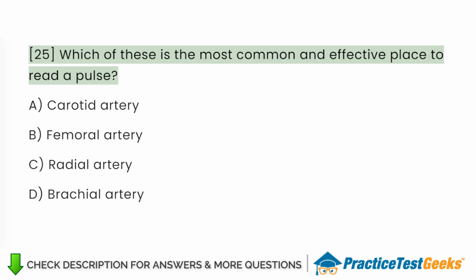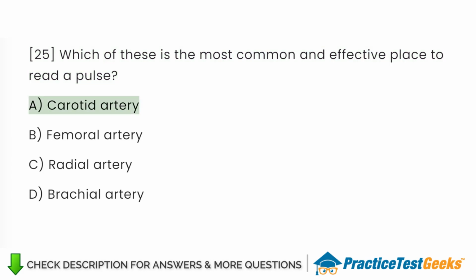Which of these is the most common and effective place to read a pulse? A. Carotid artery. B. Femoral artery. C. Radial artery. D. Brachial artery.